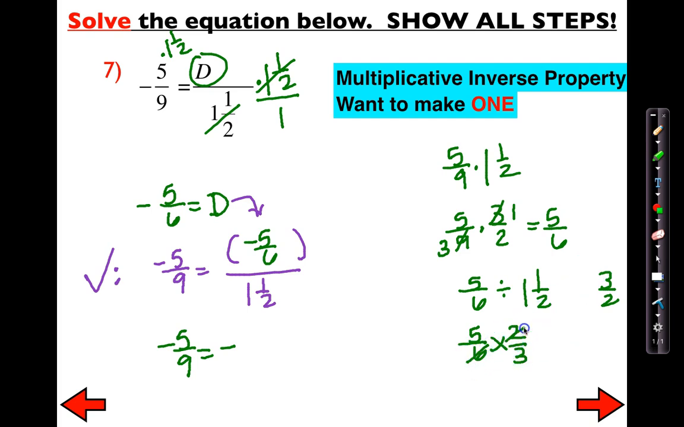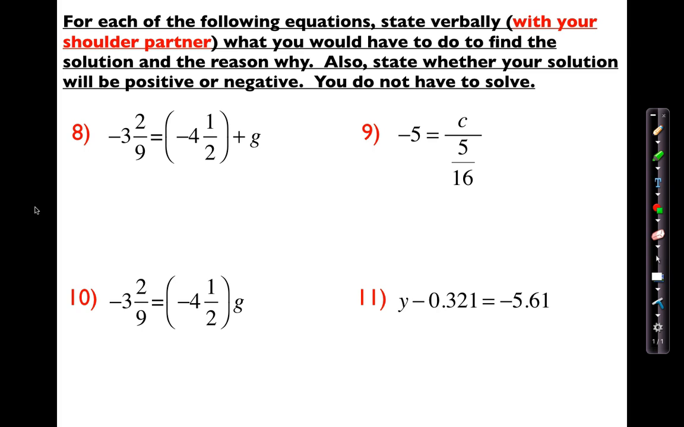I'm going to cross reduce by 2 here, leaving me with a negative 5/9. So are these the same? The answer is yes. So I can confidently say that the answer is negative 5/6 equals d. Okay, so with that said, now it's your turn. You go ahead and pause the video and try numbers 8 through 11 all by yourself.